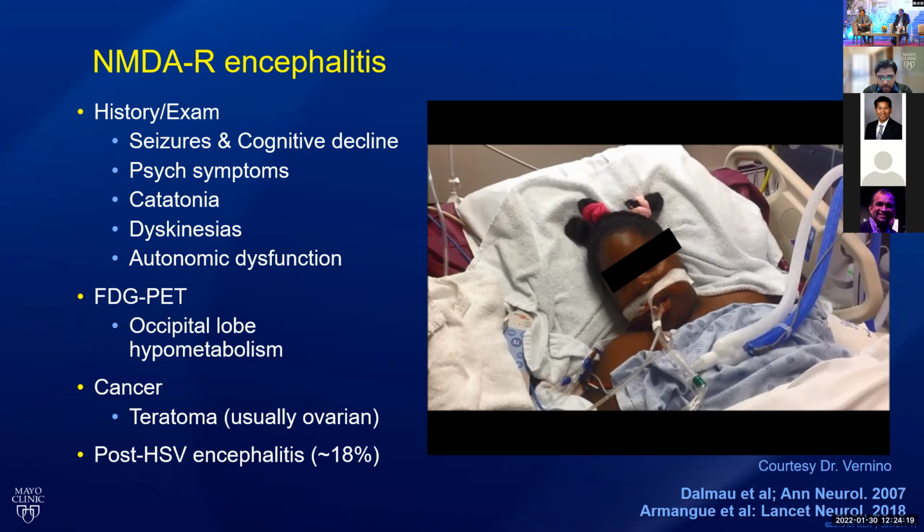MRIs are usually unremarkable, but lately studies have suggested that FDG PET can be utilized, and shows occipital hypometabolism. In addition to the paraneoplastic association that we are aware of with ovarian teratoma, recent studies have highlighted a post-infectious neurological autoimmunity in patients with HSV encephalitis who come in a couple of weeks later, and we end up finding out that they have NMDA receptor antibodies. Just something to think about: if a patient has HSV encephalitis and comes back within 2 to 3 weeks or 4 weeks, we should always consider NMDA receptor IgG.